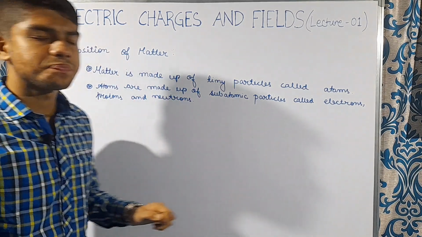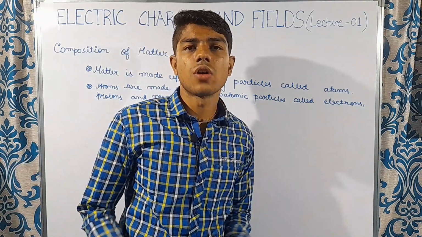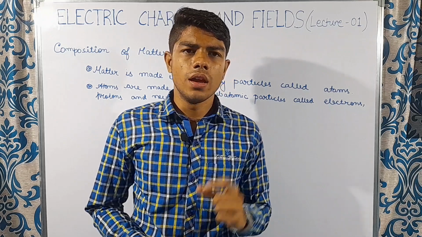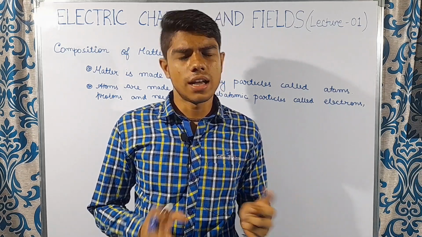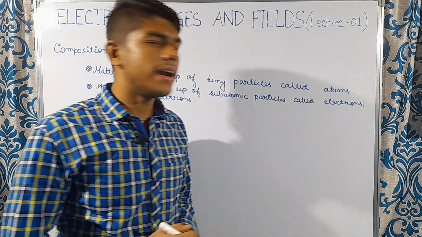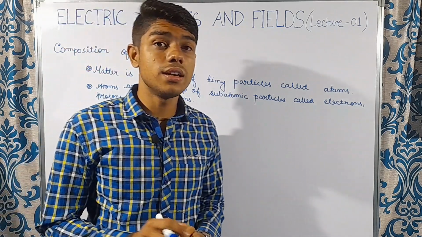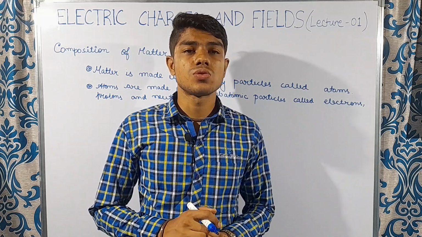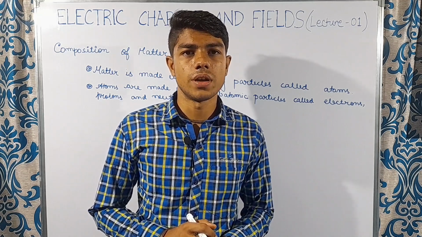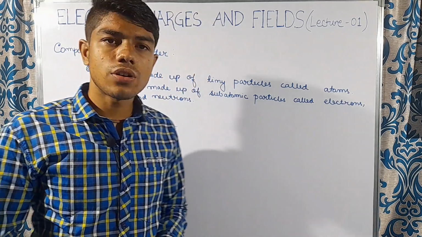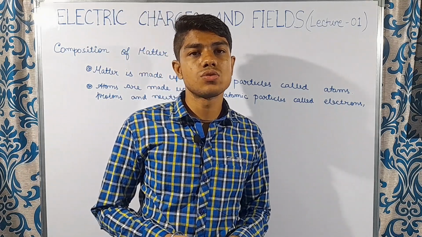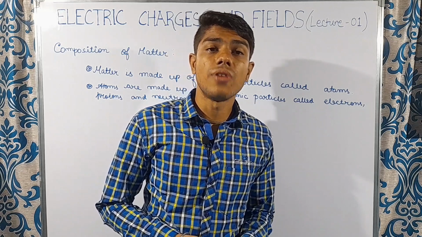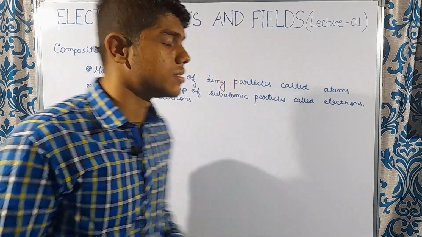Now see, the electrons are called the fundamental particles or the elementary particles. Fundamental particle and elementary particle are the same things. Fundamental particles means those particles that cannot be broken or split further into smaller particles or constituents. Since electrons cannot be further subdivided into smaller constituents, that's why the electrons are called the fundamental or the elementary particles.